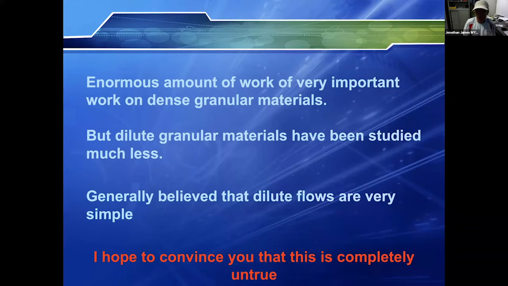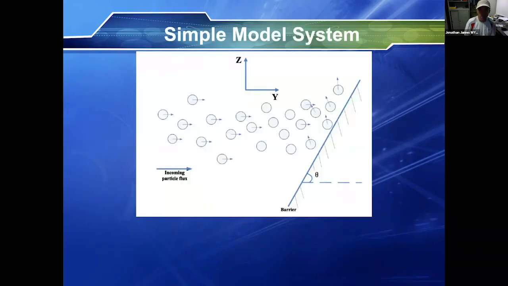Even though the flows are dilute, and the problems are stripped down to very basic, canonical physics problems, we'll still see that you can get quite surprising behavior. Okay, so let's look at the simple model system. What have we got here? We've got a barrier, which has an angle theta. We're going to have particles, which we're going to shoot towards the barrier. They're going to hit the barrier, and they're going to rebound off the barrier. And then they may or may not collide with other incoming particles. So it's a super simple problem.